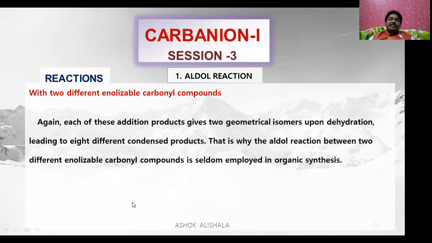Again, each of these addition products gives two geometrical isomers upon dehydration, leading to 8 different condensed products. That is why the aldol reaction between two different enolizable carbonyl compounds is seldom employed in organic synthesis. Generally, we do not use this type because it gives a mixture of aldols.